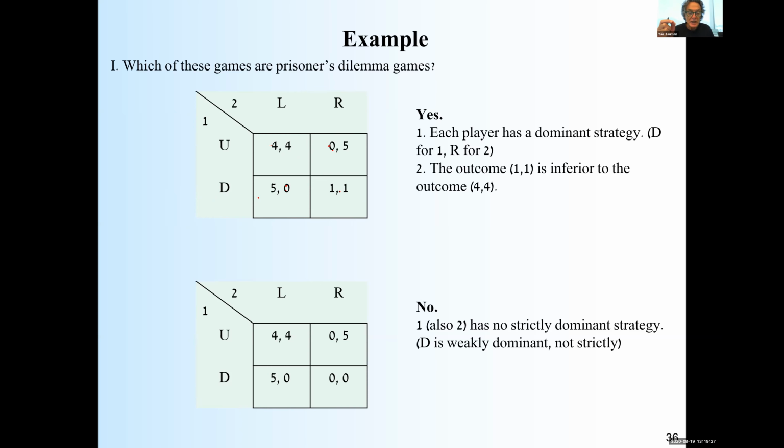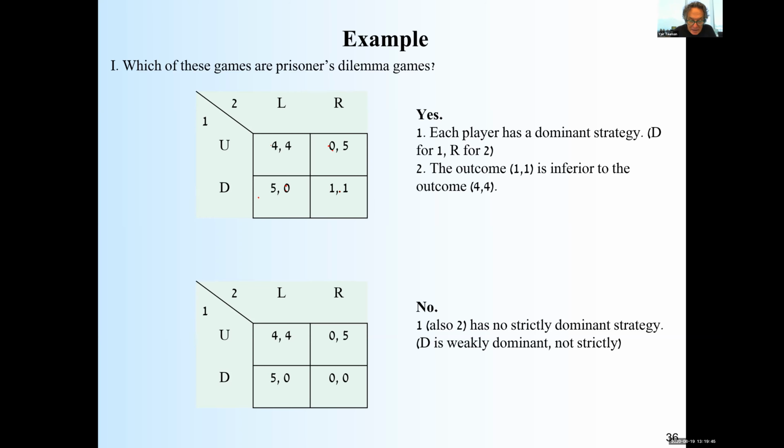Okay, so this is an example of a prisoner's dilemma game where the outcome is 1-1. By the way, I should say, the strategy of player 1 is down, the strategy of player 2 is R, and the outcome is 1-1, which is inferior to 4-4. Let's do the second example.